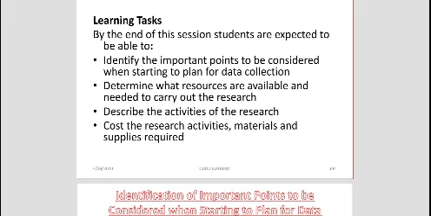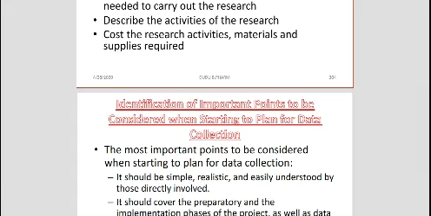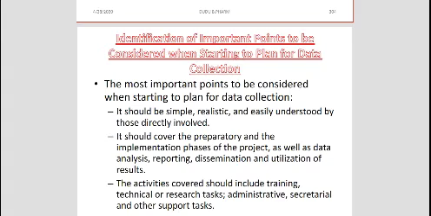Determine what the resources are available and needed to carry out the research. I should be able to describe the activities of the research and cost the research activities, material and supplies required. Let's see identification of important points to be considered when starting to plan for data collection. We say the most important points to be considered are the following.